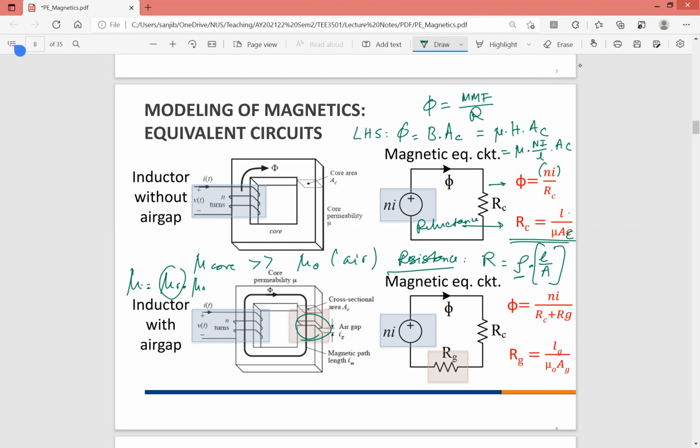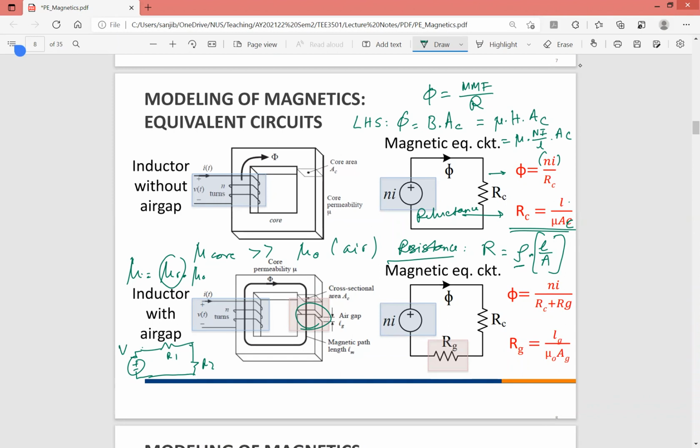So whenever we have a non-uniform magnetic path, it's the same as saying that there are non-uniform conductors, right? Suppose a circuit can be made out of different pieces of conductor. One conductor has resistance R1, the other has resistance R2. If together they are supplied by the same source, we know that the resistance seen by the source Vs is equal to R1 plus R2. Both carry the same current, so both will have some voltage drop. So the overall resistance will be the sum of the resistances.